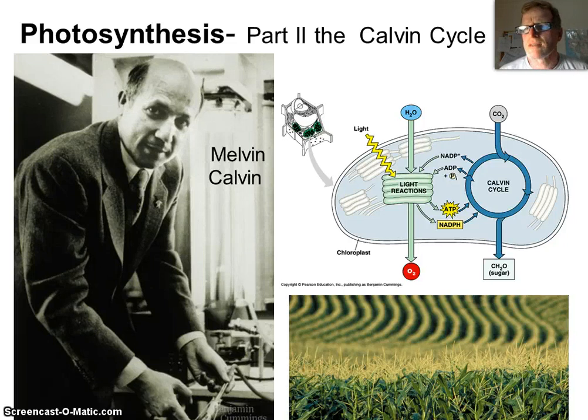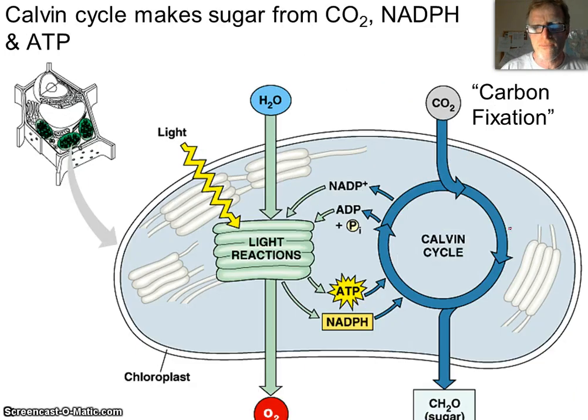In this video, we're going to talk about the second step of photosynthesis, and that's the Calvin cycle. So here's Melvin Calvin. He's the guy that the Calvin cycle is named after, and this is basically the process where we take carbon dioxide and fix it into organic molecules, such as sugars. So let's look at that in a little bit more detail and review the light reaction.